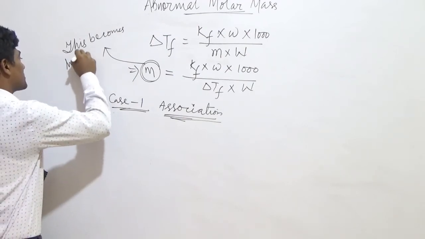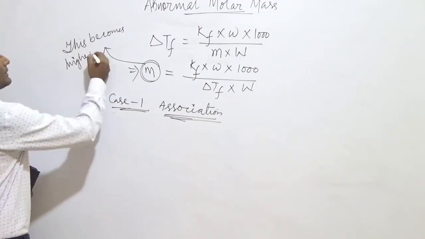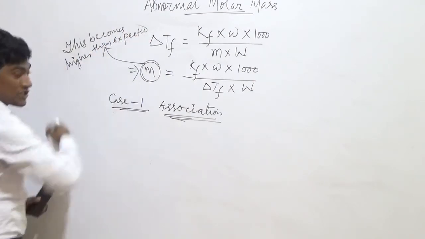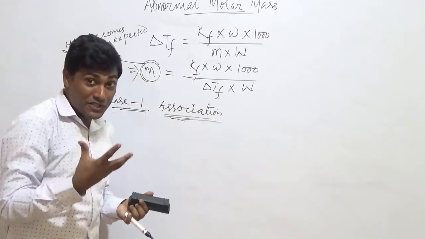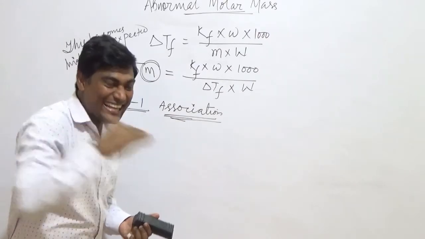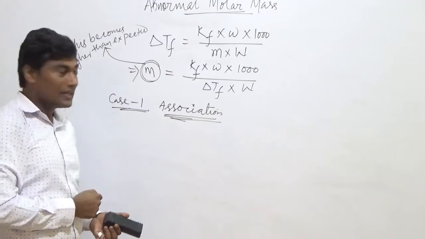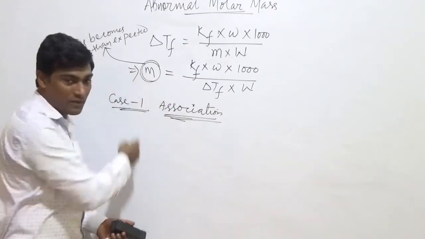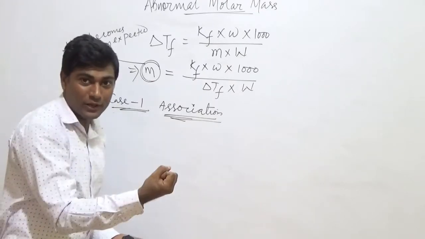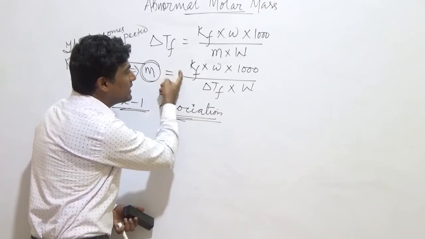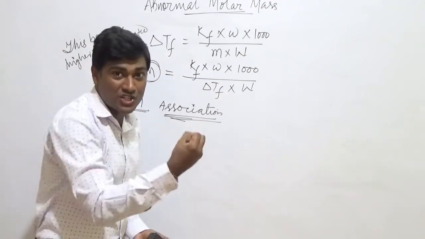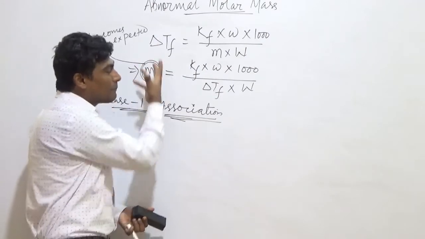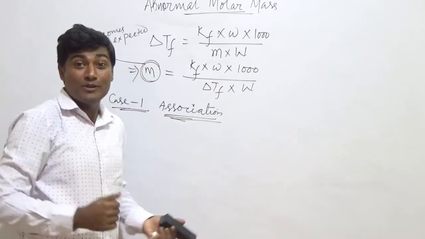So in case of association, this becomes higher than expected. That means the true value is less than this value. We are saying it is higher, no? Then the true value is less than this. So to get a lesser value, we must multiply by a fraction which is less than 1, so that this value will approach the true value of the molecular mass.